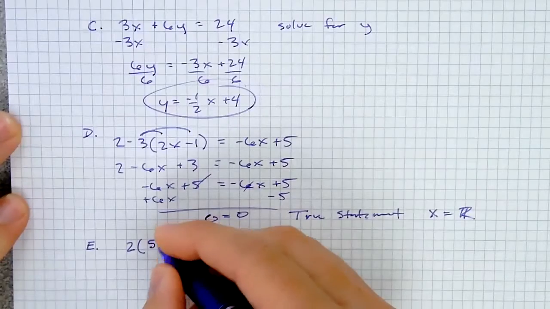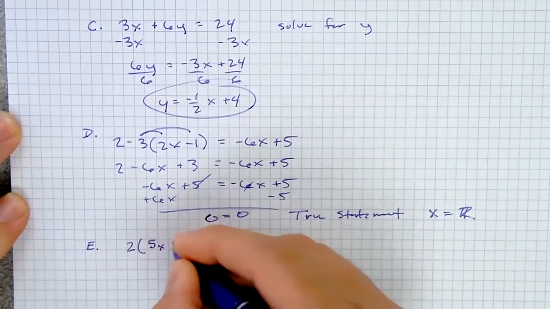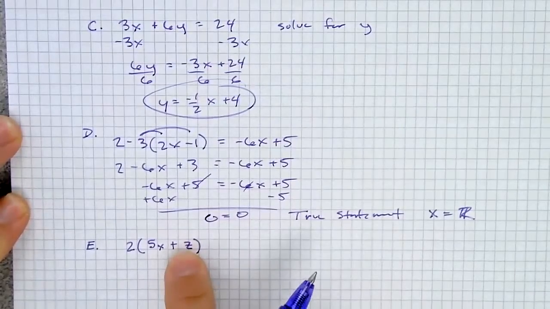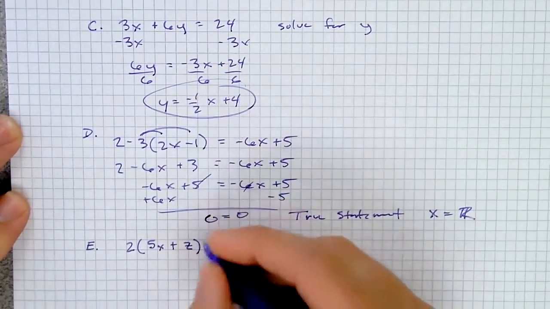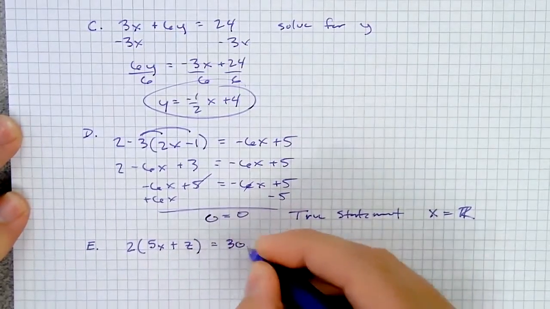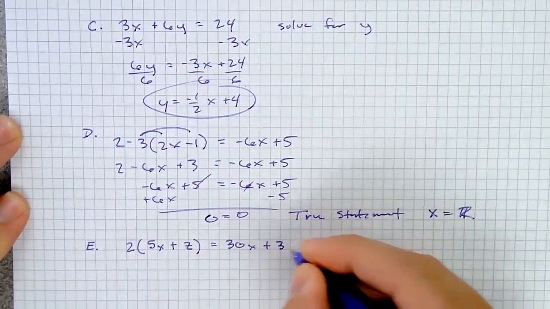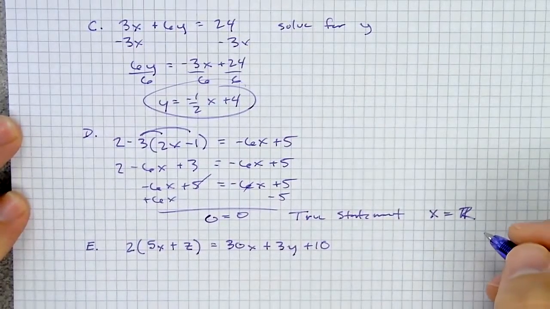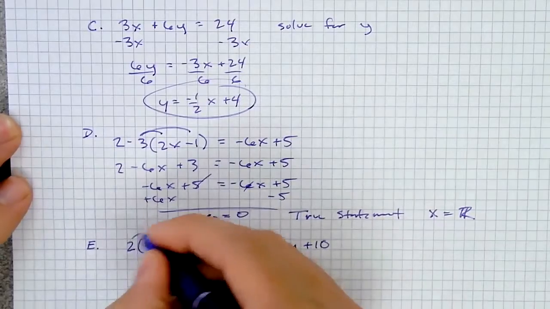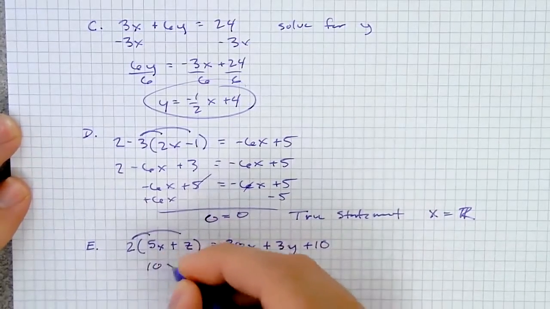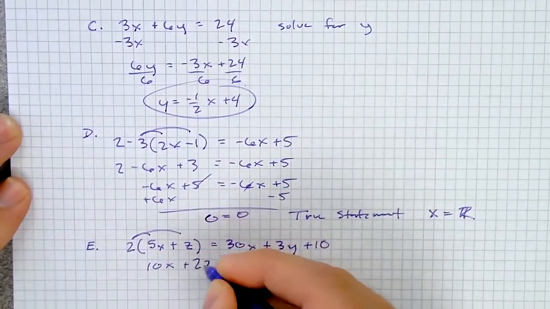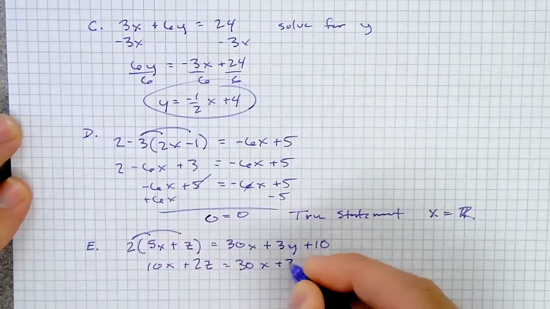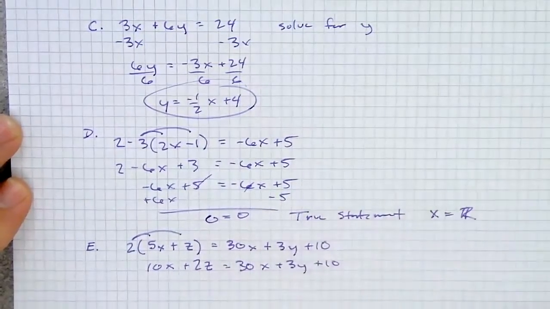Letter E, 2 times 5x plus z. Always draw your z's with the line in the middle like that, or else they look like 2's. Just a little advice. So E wants us to solve for x again. So let's distribute: 10x plus 2z. See, you got to make them look different. 30x plus 3y plus 10.